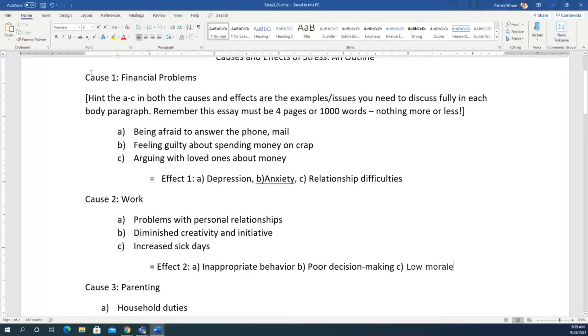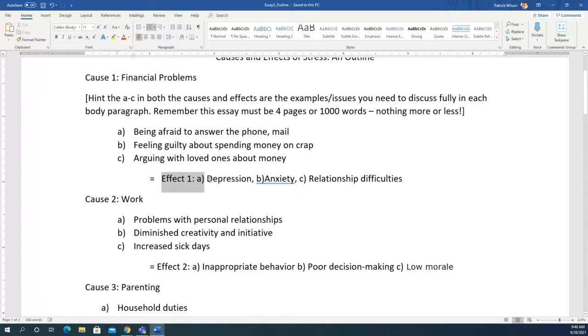So this would be one particular paragraph, cause 1. As you can tell, I put here A through C, and both causes and effects are examples and issues you need to discuss fully in each body paragraph. So if you're worried about how you're going to get multiple paragraphs, or that 4 pages or 1,000 words, this is one way you're going to do it. You need to list examples and issues and talk about those as they relate to cause 1, cause 2, and cause 3, like I do here.